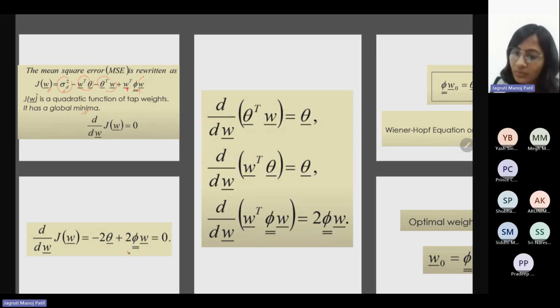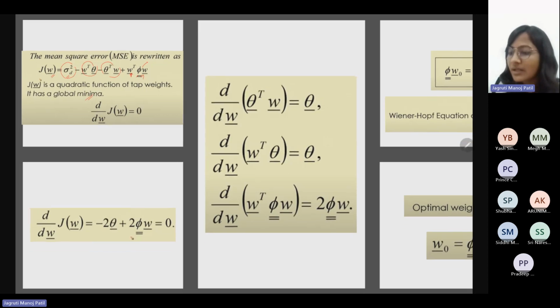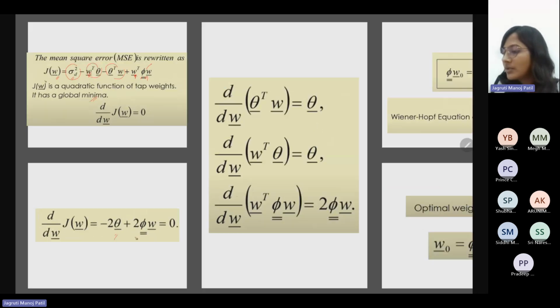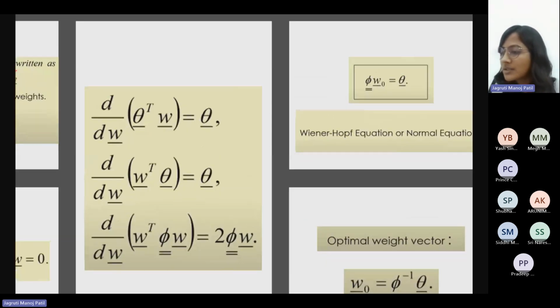So to find it, we take a derivative. If you take a derivative, you'll see that this variance is a constant, so it will be 0. Then this w transpose theta is actually a scalar, so again, it would be 0. So minus this times theta, negative theta. So that's 2 theta, since they are vectors. And then here 2 times of this; that would be w square. If you say w square phi, that would be 2 phi w. That's equal to 0.